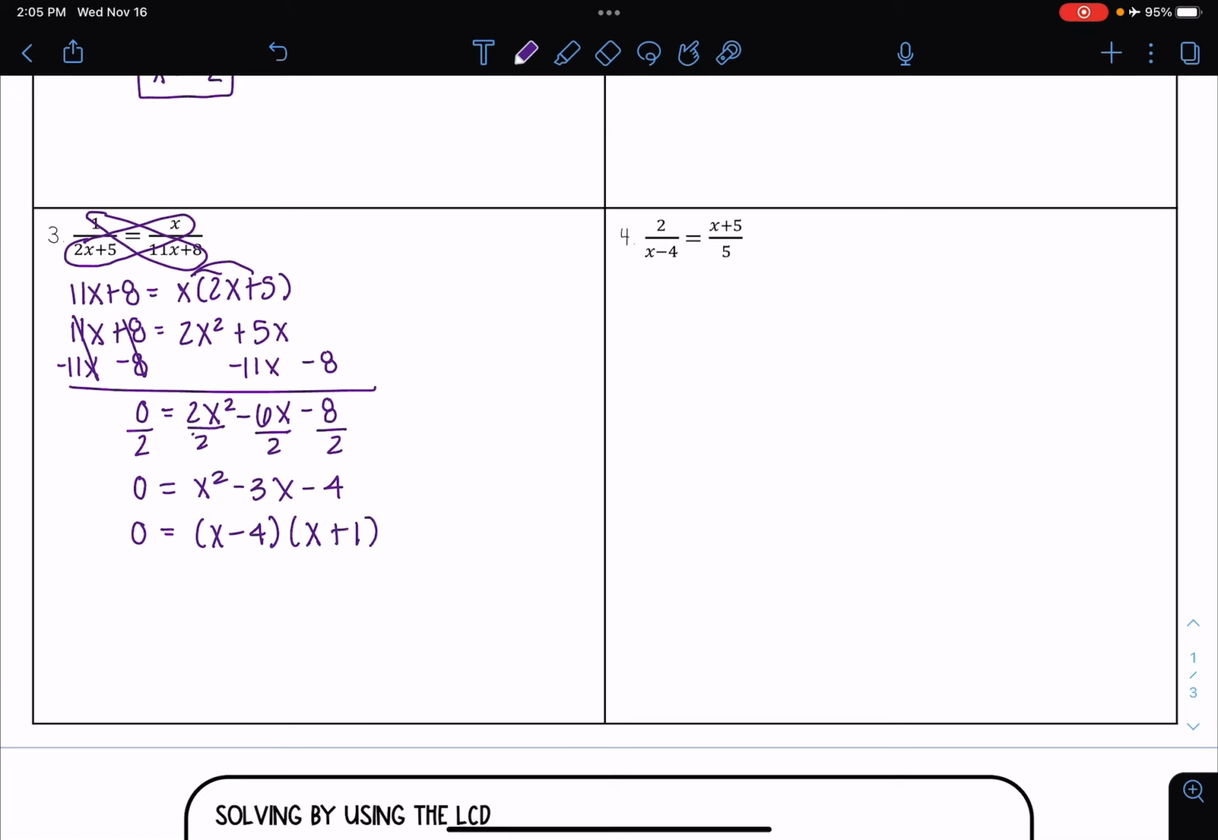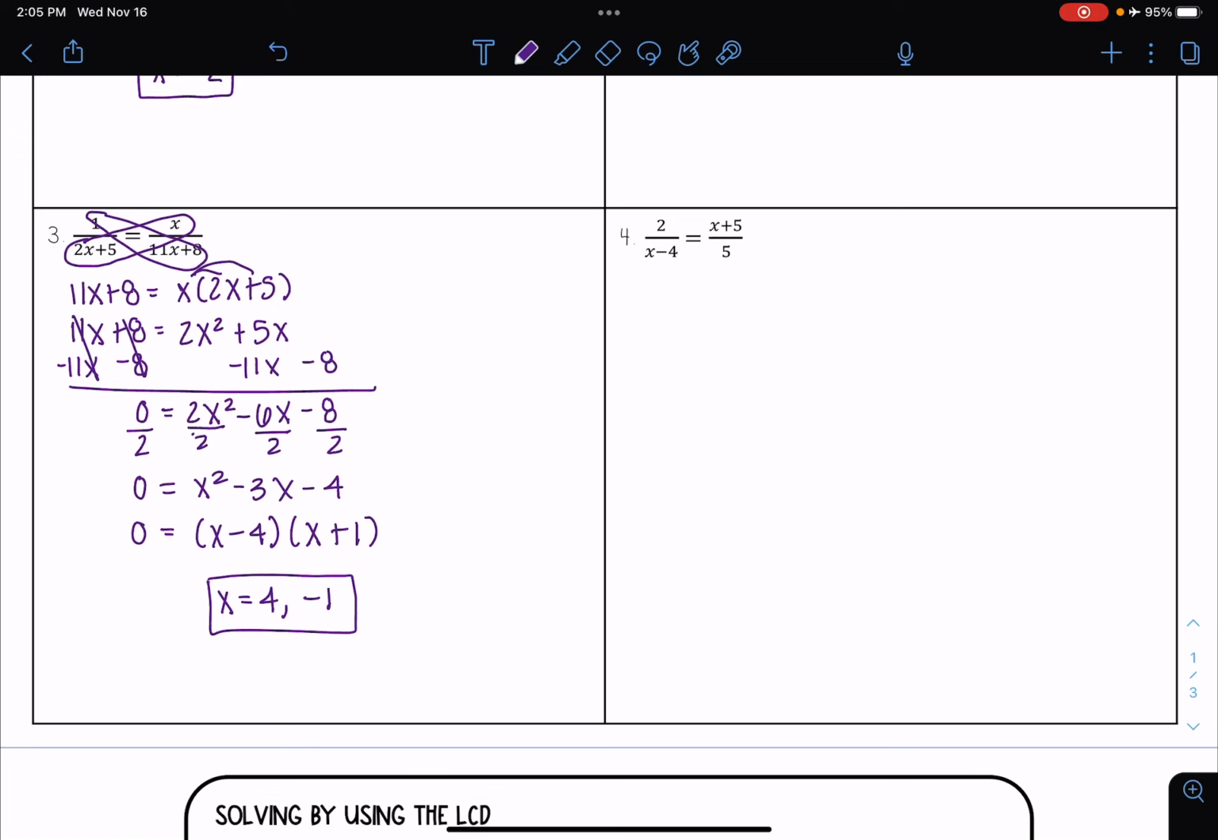And so that means when I set each of these equal to 0, my answers are x is equal to 4 and negative 1. Checking for extraneous solutions, if I plug in 4 into either denominator, I don't get 0, so I'm good. Negative 1, I also don't get 0. So those are my two answers. Okay, let's look at one last one.